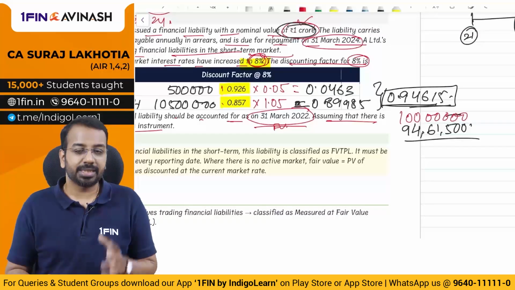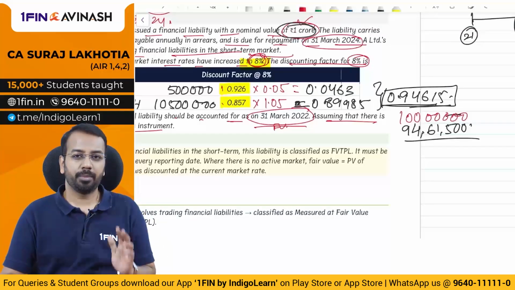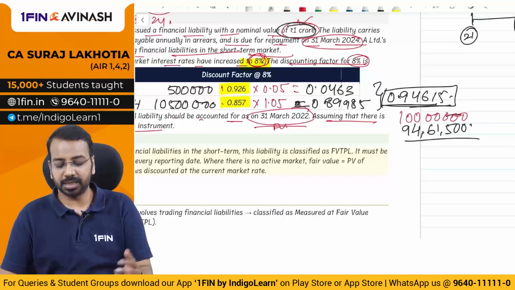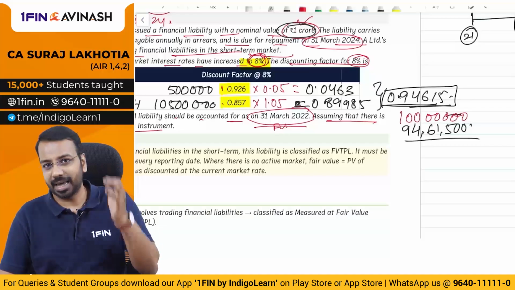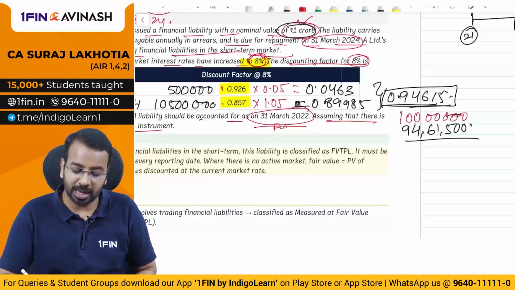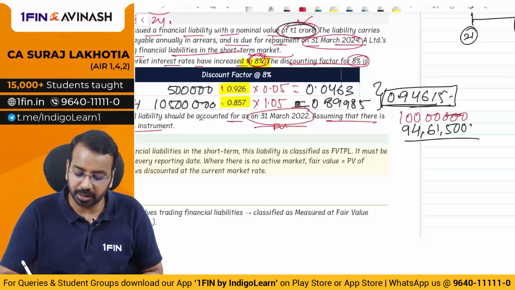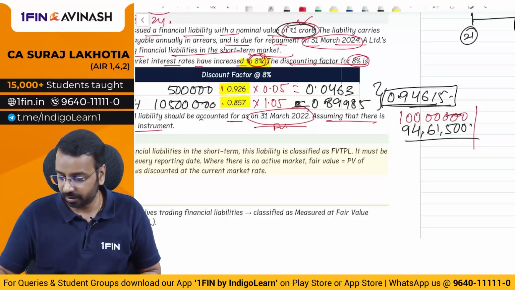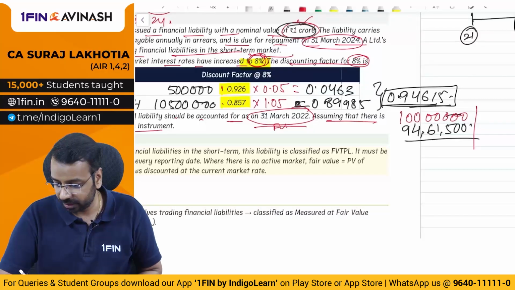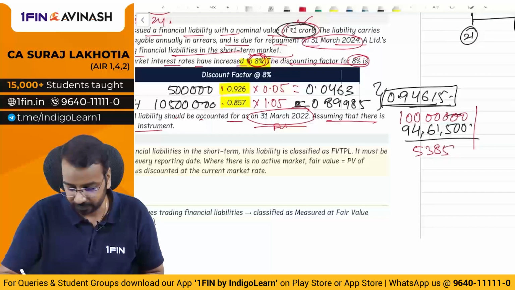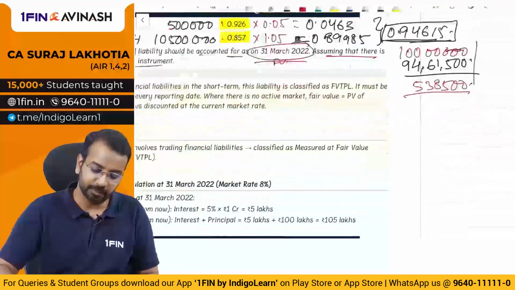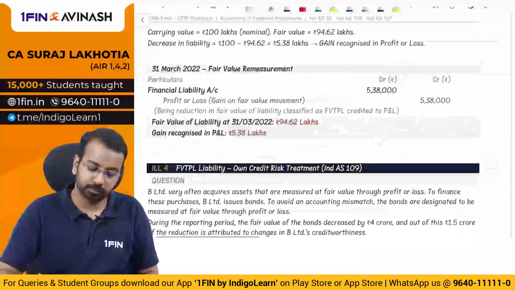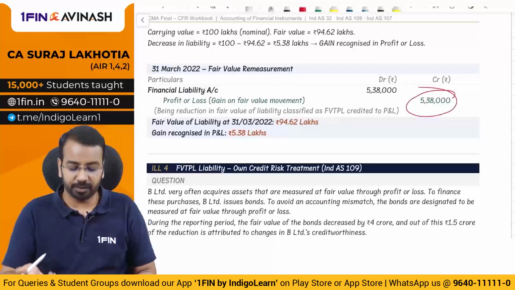If the value reduces, is it a gain or a loss? Always remember, if my liability amount reduces, it will be a gain. And if my asset amount reduces, it will be a loss. So, liability amount has reduced, so there is a gain. How much is the gain? 9461500 minus 1 crore, you get 538500. This is the gain, around 5,38,000.